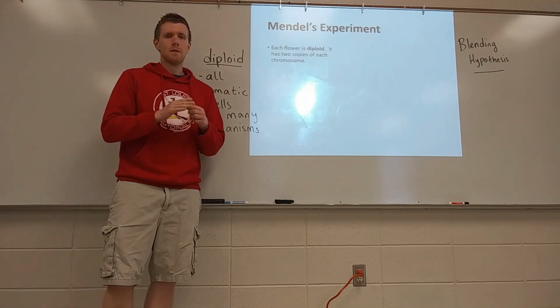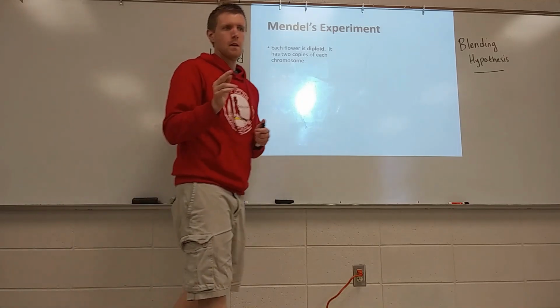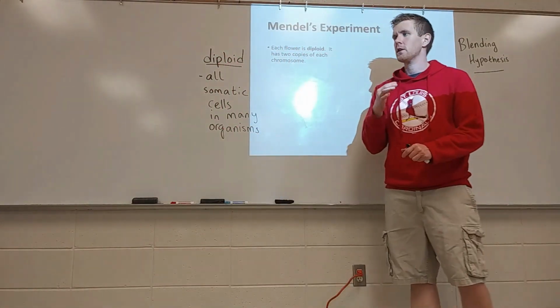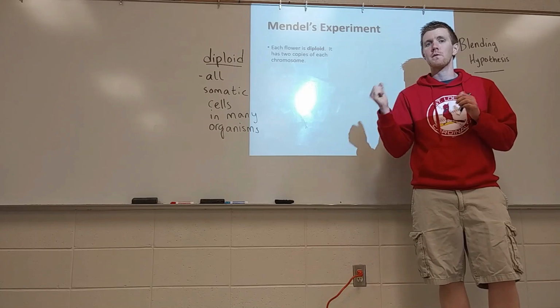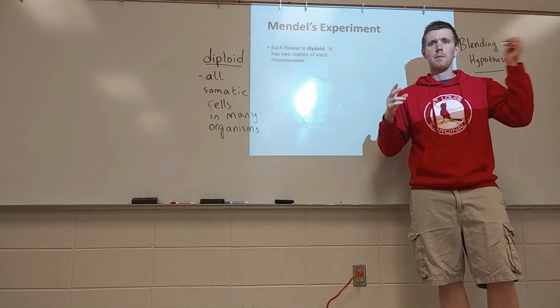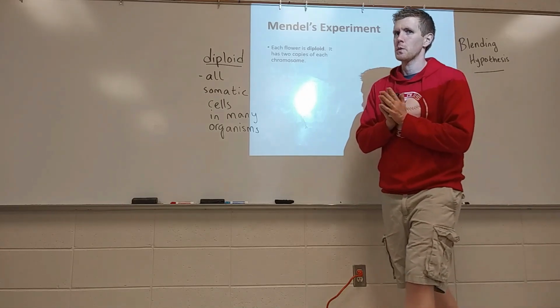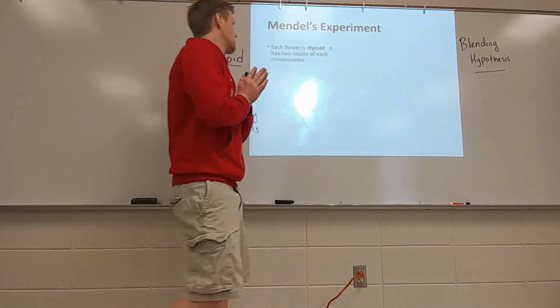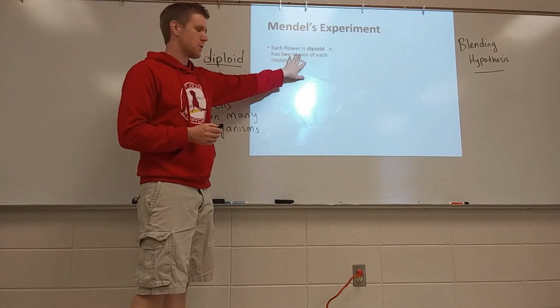For instance, again, it's not this simple, but just for illustrative purposes, eye color. If there were a single gene that controlled eye color, you have two copies of it, one from each parent. Your dad would have given you one gene for eye color, and your mom gave you one, and now you have a pair of that gene. You have two copies of it. So, you're diploid. The flowers are diploid too.